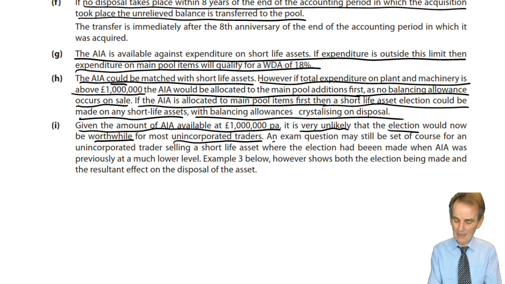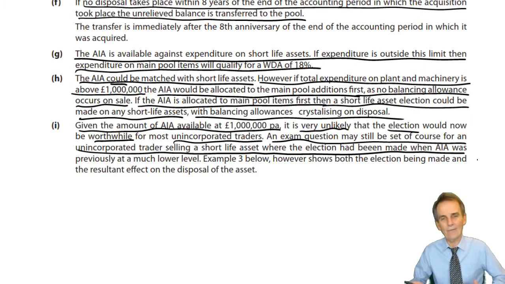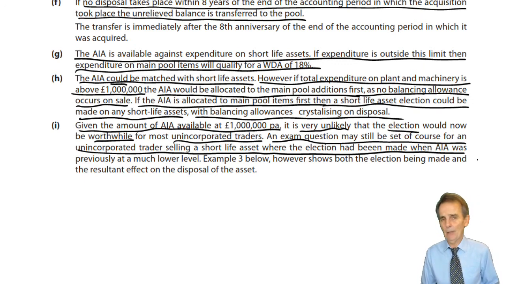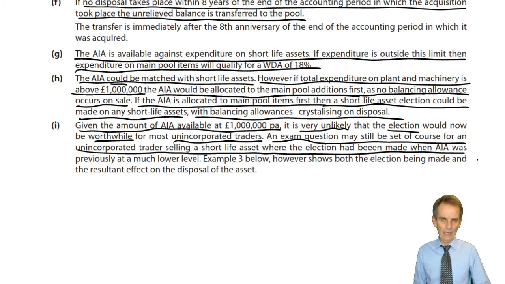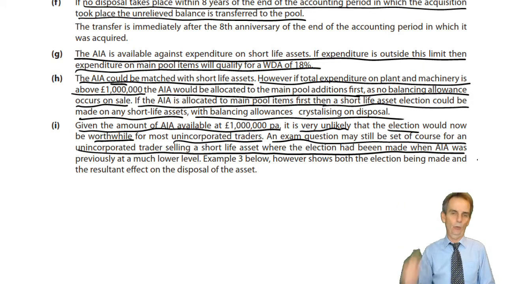Now, an issue. An exam question may still be set, of course, for an unincorporated trader selling a short life asset where the election has been made. We haven't always had £1 million as the AIA limit. Immediately before this, it was £200,000. It has been as low as £25,000 in years gone by. So it may have been and would have been far more prevalent in years gone by. So what may happen, therefore, is you may pick up at the beginning of the accounting period an opening tax written down value brought forward of a short life asset.